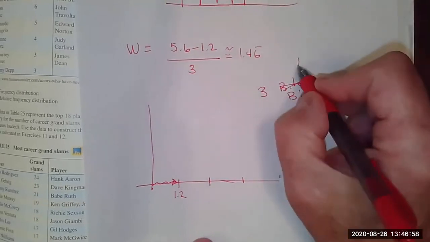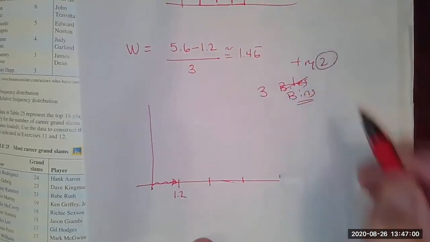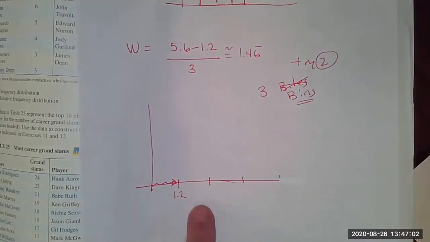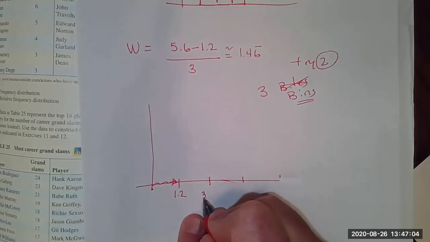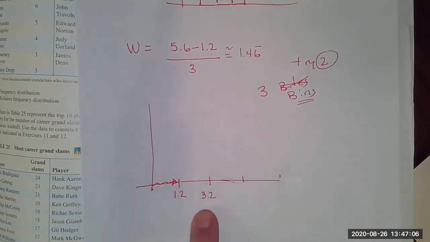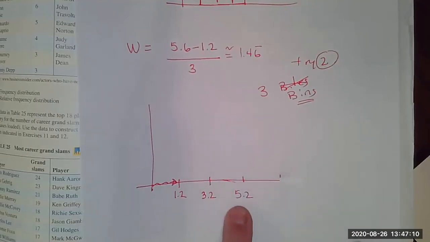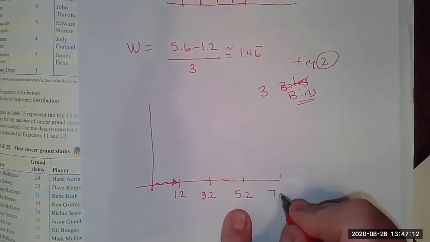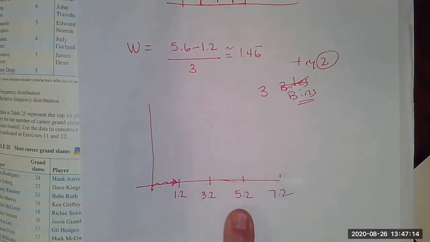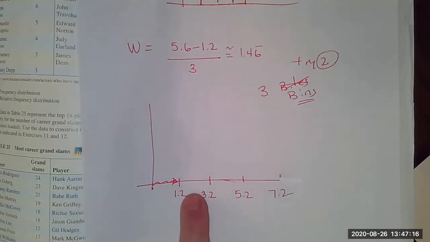So we'll try 2. 1.2 plus 2 is what? 3.2. 3.2 plus 2 is 5.2. 5.2 plus 2, 7.2. Now, the question is, is this one going to be empty?